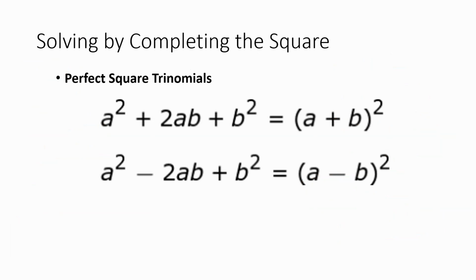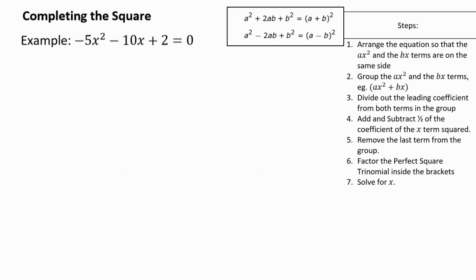Next, we're going to try a method called completing the square. And we're going to do this using perfect square trinomials. Our perfect square trinomials tell us that a squared plus 2ab plus b squared is equal to a plus b squared. And likewise, a squared minus 2ab plus b squared is equal to a minus b squared. If you notice this example here, we can't factor it easily. So we must use this new method, completing the square. And we're going to use these perfect square trinomials to do that.